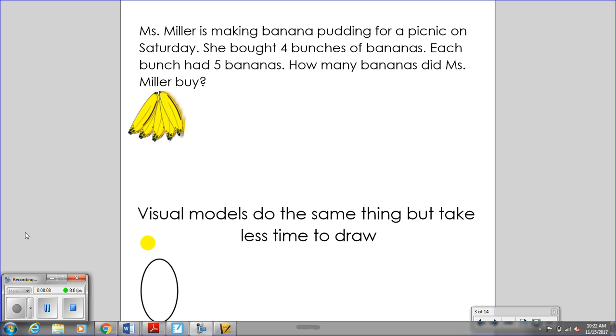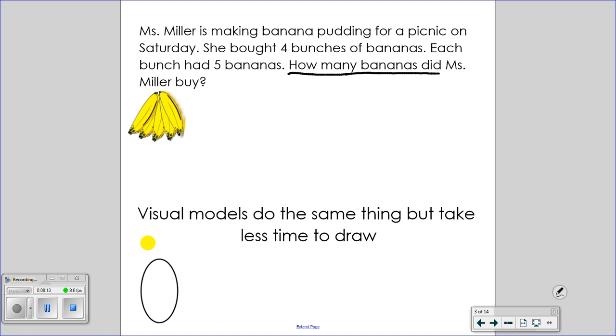Read the question. If you have a hard time figuring out what I'm counting, you need to be looking at the question. How many bananas did Miss Miller buy? What is my unit? What am I counting? Gabriella? You are counting bananas. I am just counting bananas. What's going to be my answer sentence? Lucy? Miss Miller bought 20 bananas for the picnic. Beautiful. Go ahead and write your answer sentence in your notebook.